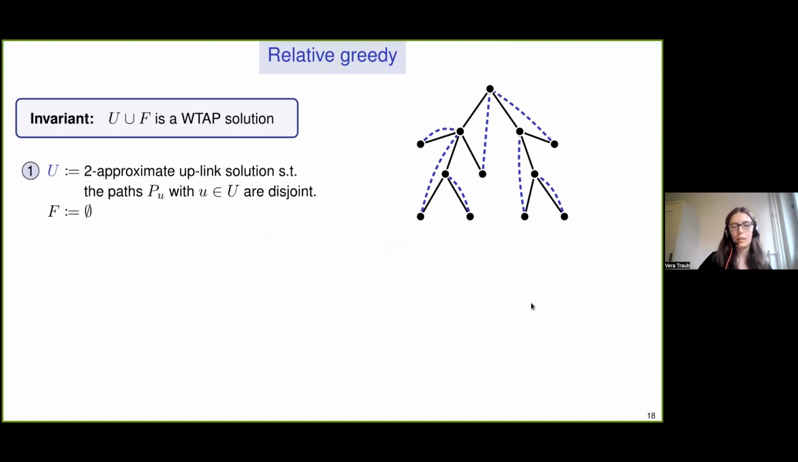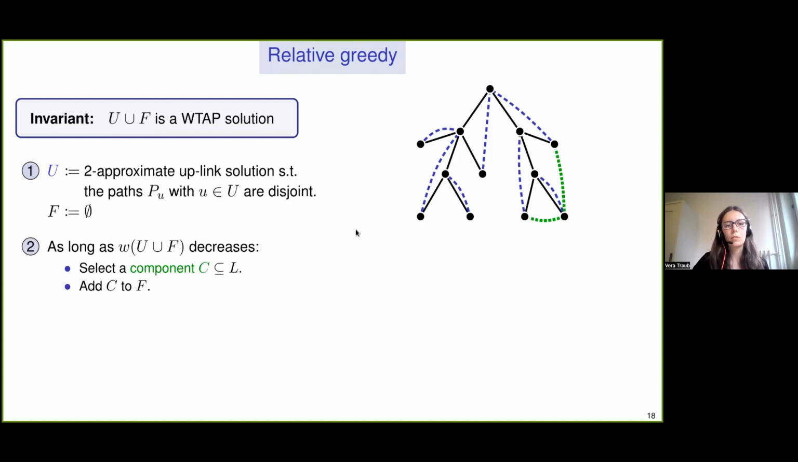And now let's come to the actual relative greedy algorithm. So we now want to improve on the starting solution. In this relative greedy algorithm, we will always maintain a feasible solution to our weighted tree augmentation problem. And we will always write this as U union F, where U will always contain only uplinks and F can contain arbitrary links. Initially, we set U to be this highly structured starting solution, which is the 2 approximation, and we just set F to be the empty set.